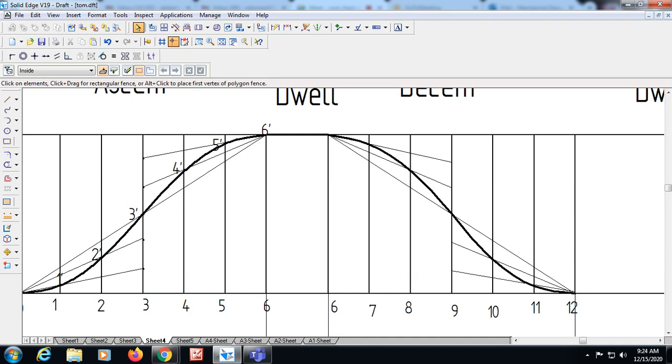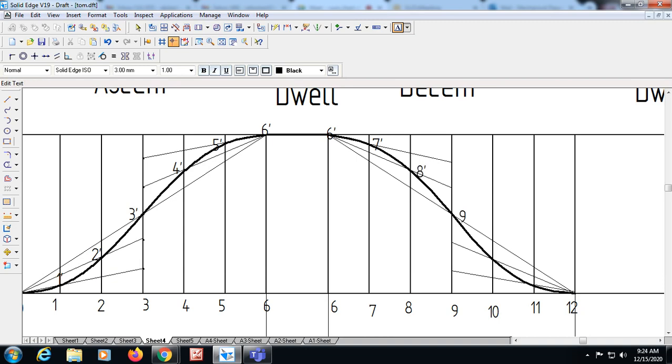So this becomes 6 dash, then 7 dash, 8 dash, then 9 dash, then 10 dash, then 11 dash, then finally this 12.